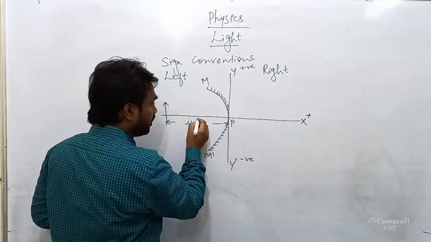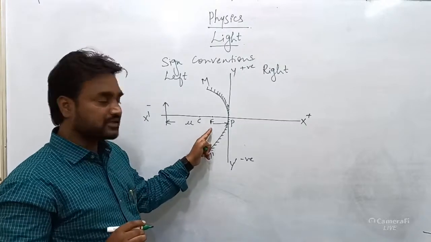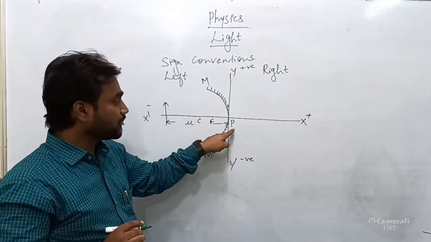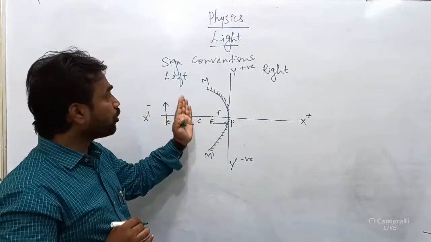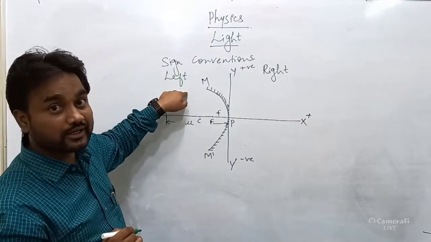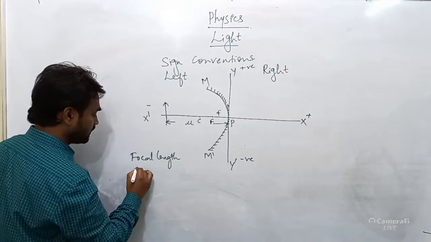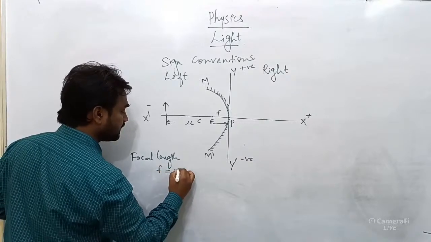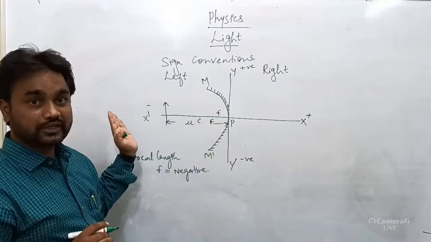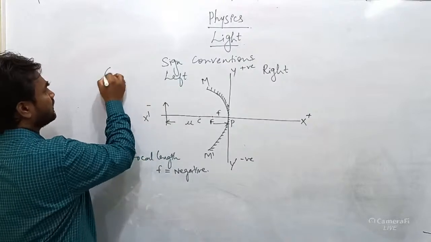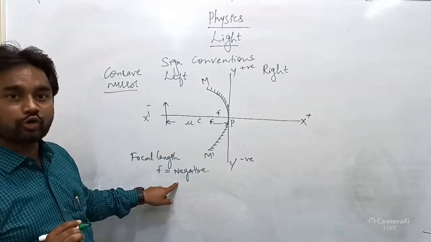Now, when you draw, if this is the center of curvature C and F is the principal focus, where is the principal focus? We know that the measurement from P to F is the focal length, which is denoted as small f. So this is on the left hand side. The focal length in case of concave mirror is negative. Why is it negative? Because the focal length falls onto the left hand side. So the focal length in case of concave mirror is negative.